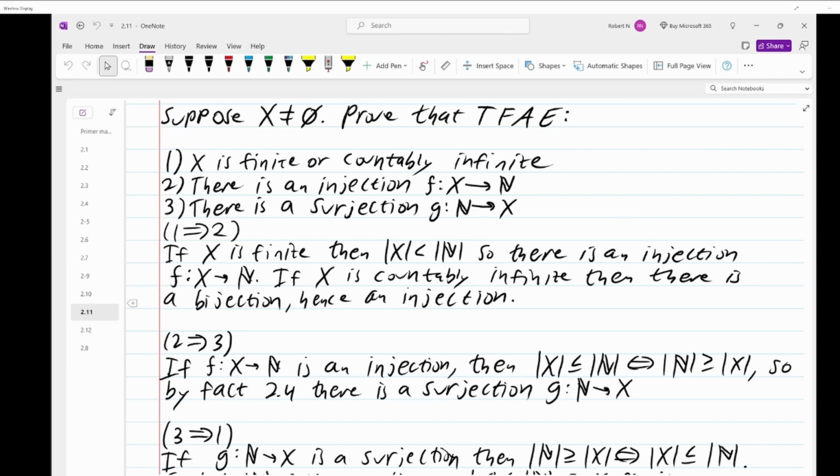Okay, now for 2 implies 3. So we assume 2 and try to prove 3. If f from X to N is an injection, that means that the cardinality of X is less than or equal to the cardinality of N, which means that the cardinality of N is greater than or equal to the cardinality of X. So by Fact 2.4 in the book, there is a surjection g from N to X. What is Fact 2.4? Fact 2.4: the cardinality of S is greater than or equal to the cardinality of T if and only if there is a surjection from S to T.